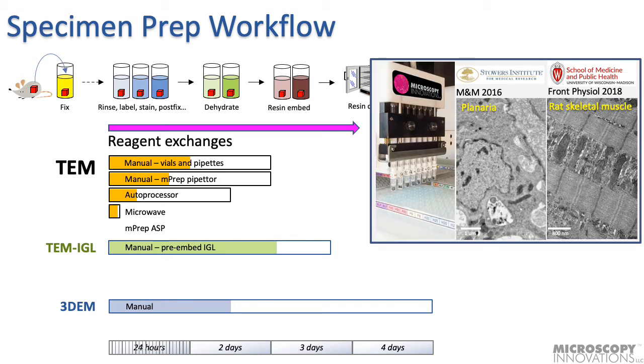The MPrep ASP autoprocessor greatly reduces the tissue prep time for TEM with rapid reagent mixing protocols. This provides preparation speeds that are comparable to microwave processing, but the hands-on labor is reduced by about half because the reagent exchanges are done by the ASP robot. The labor mostly consists of setting things up and cleaning up at the end. The reagent prep for both this planarial sample and this muscle sample were automatically completed in about 2 hours.